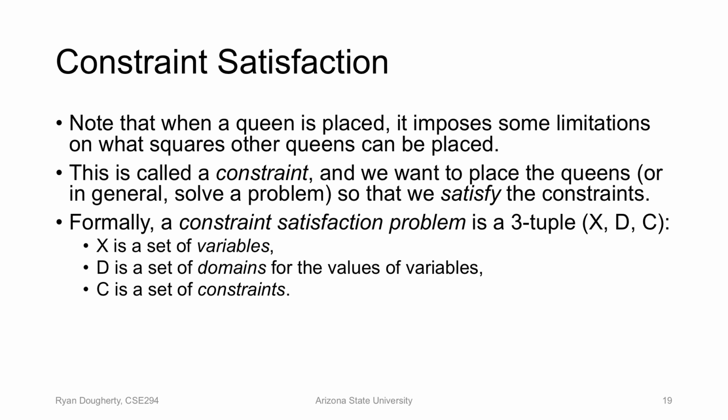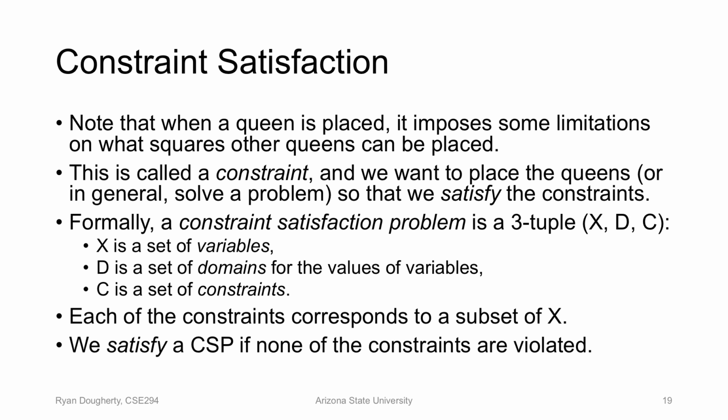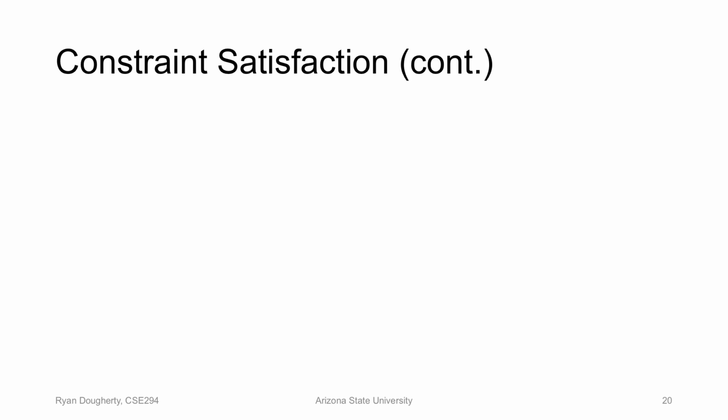And C is a set of constraints. So each of the constraints is a subset of the variables. So I have a list of constraints, and some set of the variables of X will be a part of each of the constraints. So what we call this is a constraint satisfaction problem, or CSP. So what it means to satisfy a constraint satisfaction problem is if we assign a value from D to each of the variables such that none of the constraints are violated. Or another way of saying that is we satisfy every single constraint.